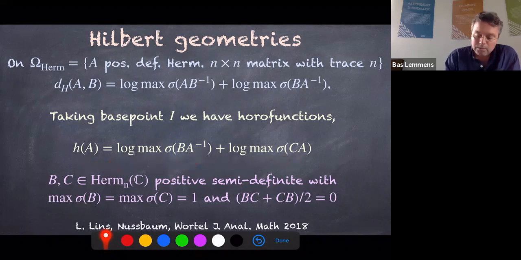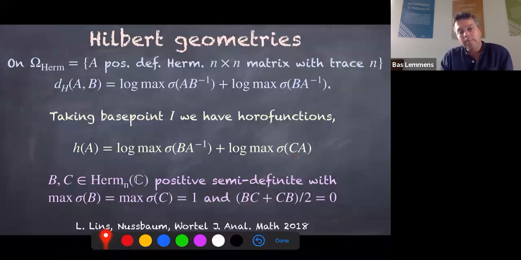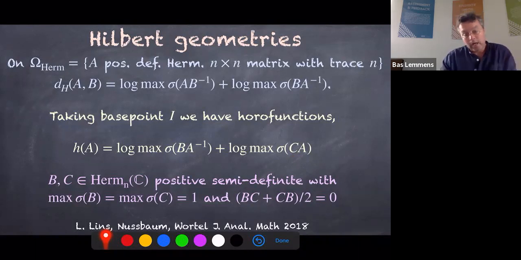So they're the logarithm of the maximum eigenvalue of B A inverse plus the logarithm of the maximum eigenvalue of C A inverse, where B and C, so this is the data we get, we pick up these B's and C's, and B and C are positive semi-definite matrices, which actually are in the boundary of our cone, which actually have spectral radius both 1 and who are in some sense orthogonal, namely their Jordan product is 0. It's also to say that the trace of BC is 0.